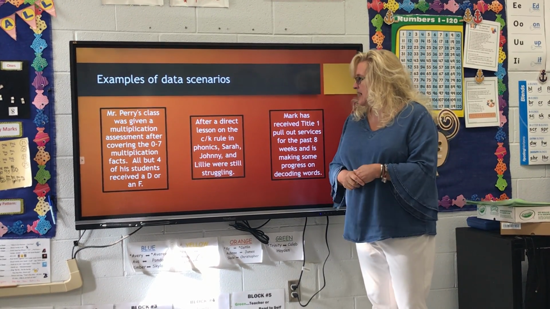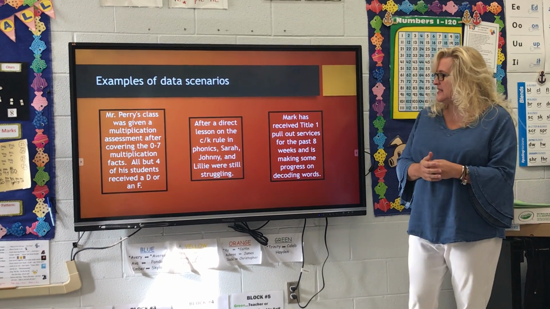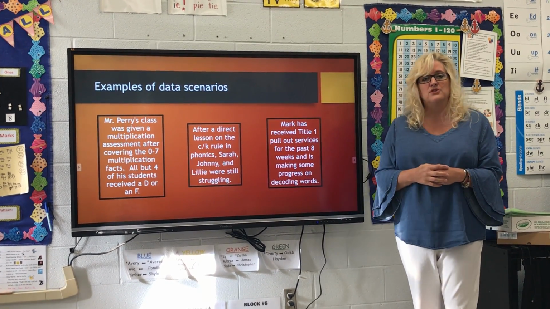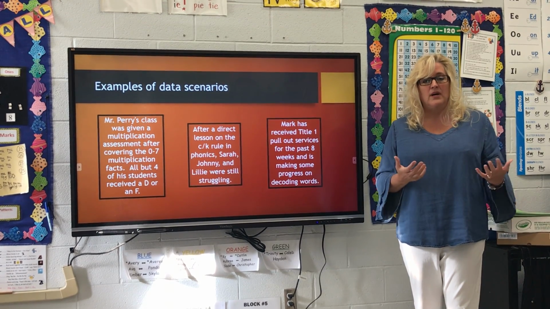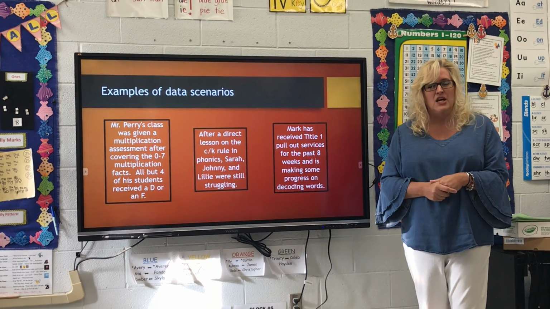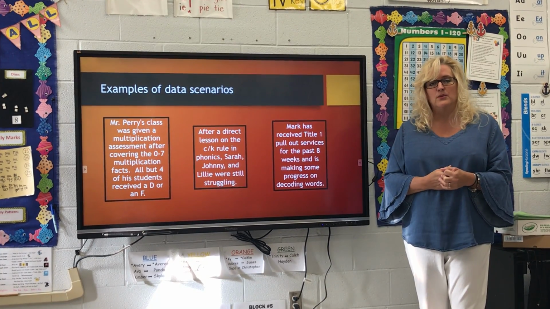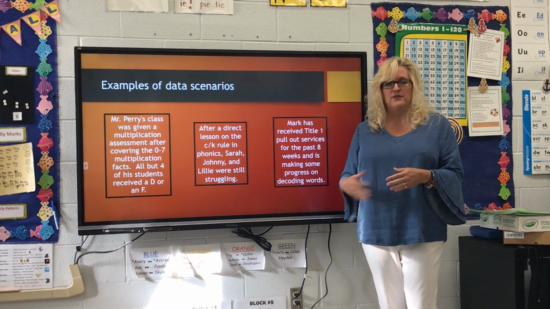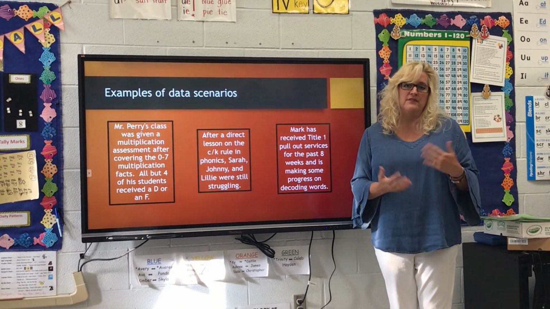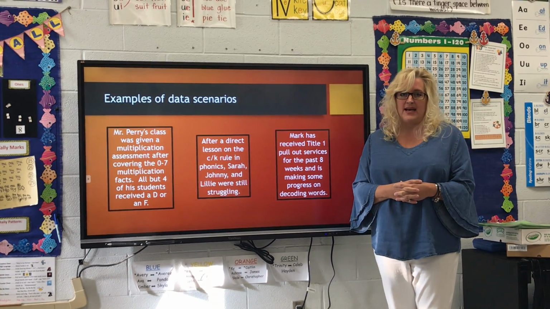In this scenario, it says after a direct lesson on the CK rule in phonics, Sarah, Johnny, and Lily were still struggling. Now in tier 1, you may have a small group and you work with Sarah, Johnny, and Lily. But when you're discussing this, you would also want to consider being able to pull these few friends back for a few minutes into a tier 2 situation that you would work with them for a few weeks or however long it took for them to master that skill.